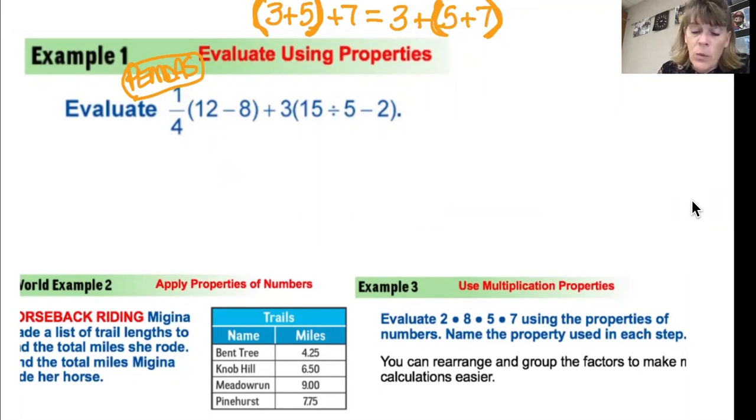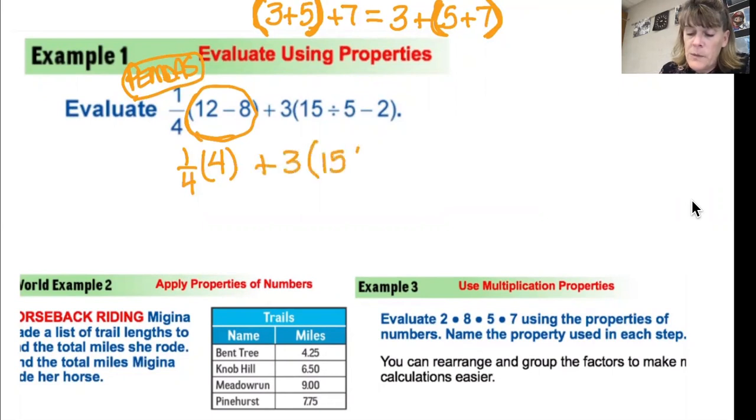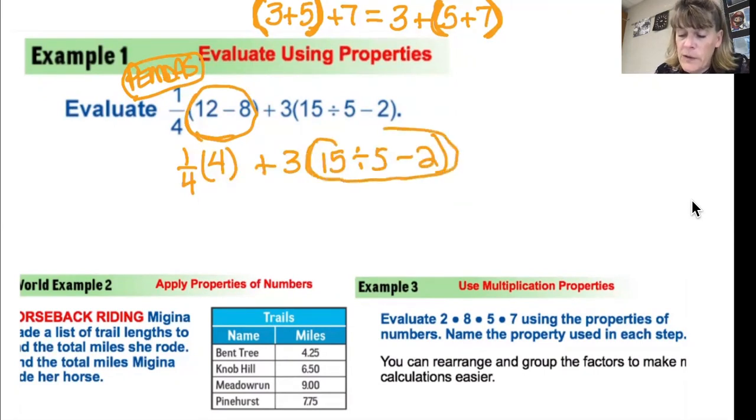Okay, so we would first do the parentheses. So I would do 12 minus 8 first. So that would give me 4. So now I have 1/4 times 4 plus 3 times this. Okay, then our next step would be to do the next set of parentheses, which would be 15 divided by 5, which is 3.